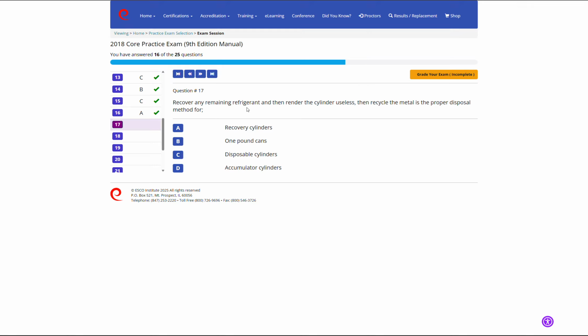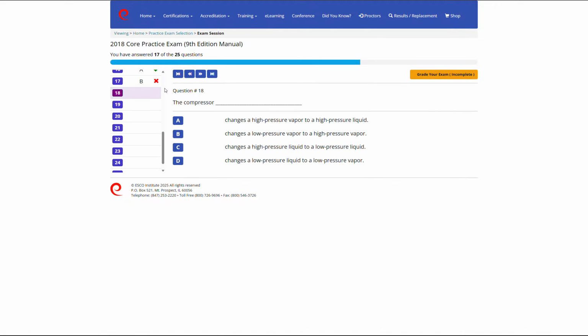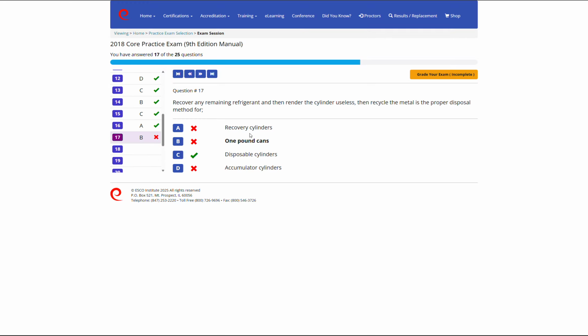Question 17. Recover any remaining refrigerant and then render the cylinder useless. Then recycle the metal is the proper disposal method for recovery cylinders. 1 pound cans, disposable cylinders, accumulator cylinders. 1 pound cans. Those little disposable guys, like for car kits. You recover what's left, then trash them properly so no refrigerant leaks. Recovery cylinders get reused, not scrapped. Onward?